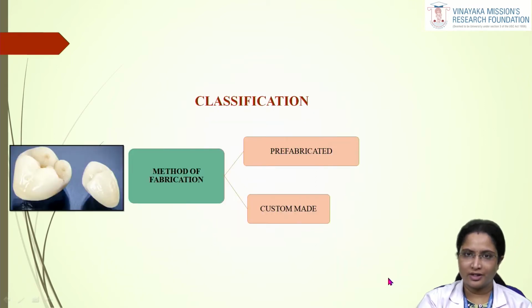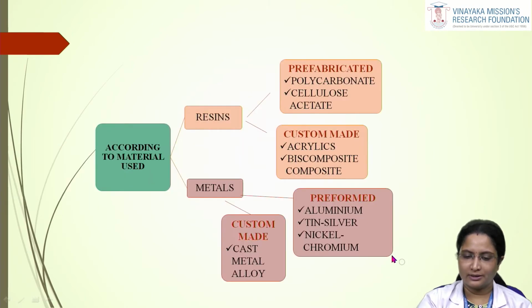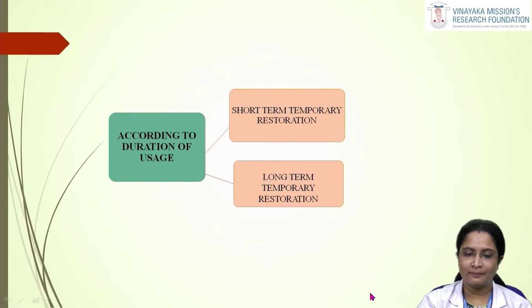Moving on to classification, provisional restoration can be classified based on certain headings. First will be based on the method of fabrication, they are classified as prefabricated or custom made. Based on the materials used, they are classified as resin based or metal based. Resin based will be again prefabricated, custom made. Metal will also be classified as prefabricated and custom made. We will be discussing in detail in the further slides.